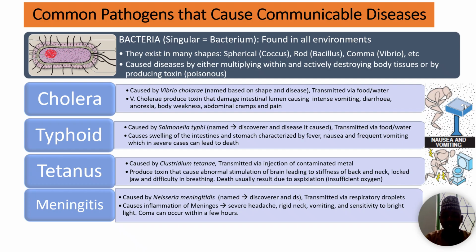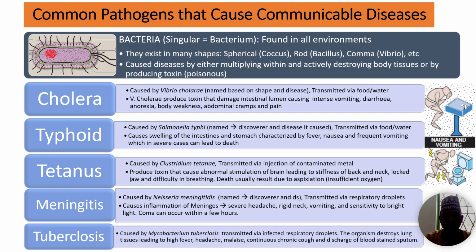In this case, the initial fever and body weakness can rapidly evolve into severe headache, rigid neck, vomiting, and sensitivity to bright light. When the symptoms progress, coma can occur within a few hours. Now, the next bacterial disease, which is also common in the environment, is tuberculosis.